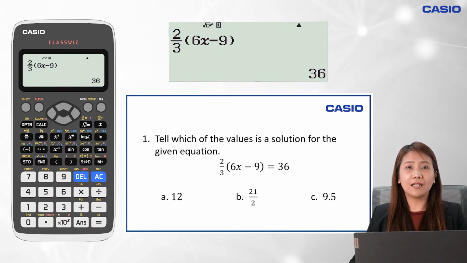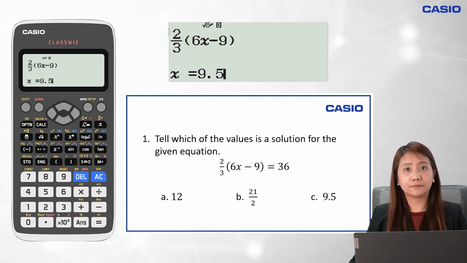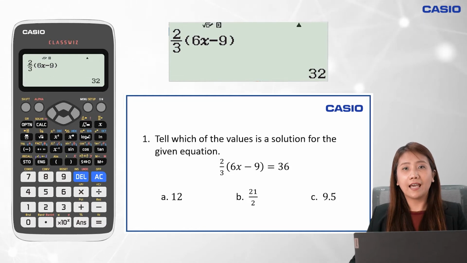To test the third value, let's press Calc. ClassWiz will ask for the value of x again. Let's input the third value, which is 9.5. We press the equal sign twice. And the value of the first side is 32, which is not the same as the second side, so 9.5 is not a solution. Let's go to another example.